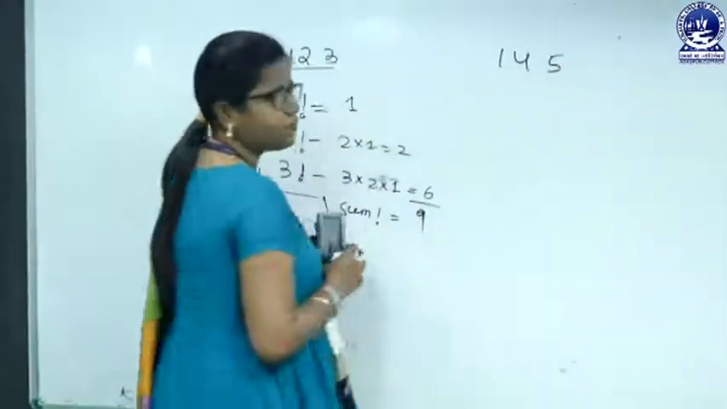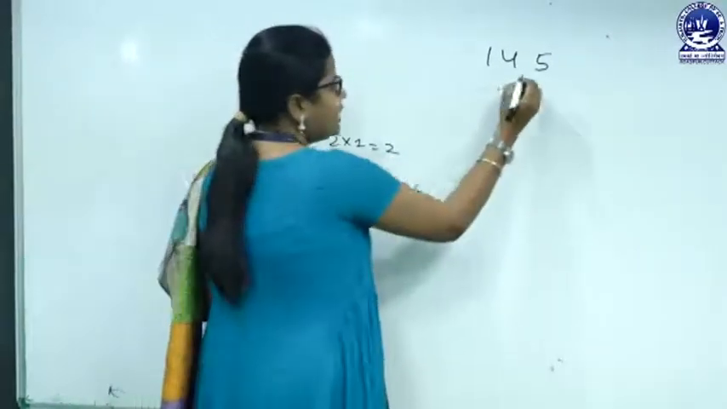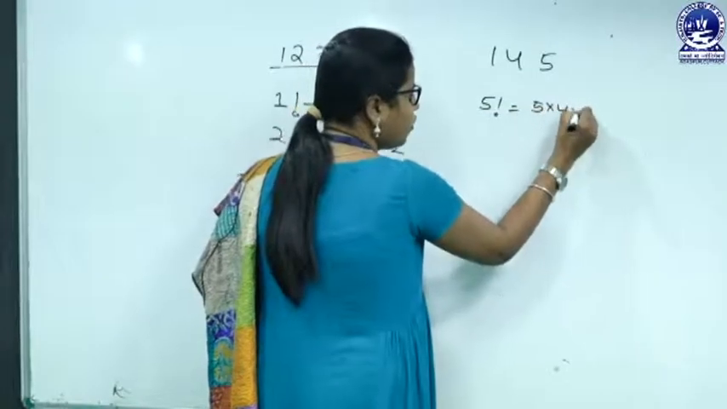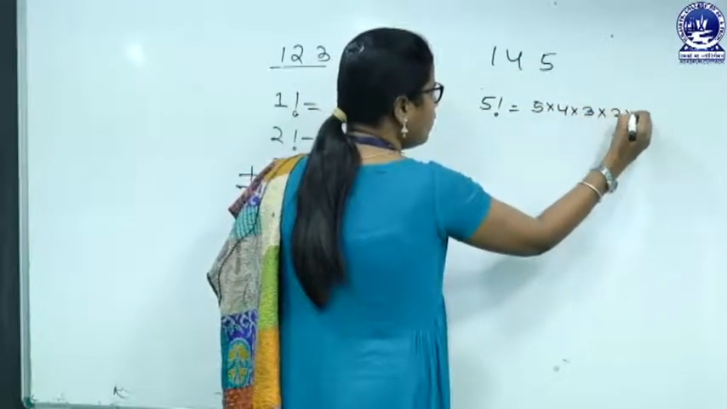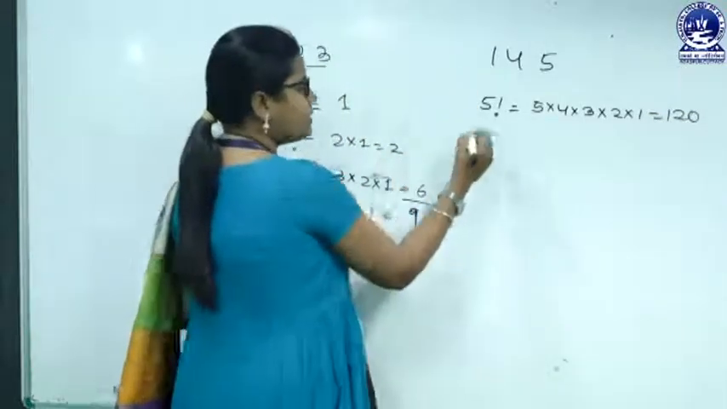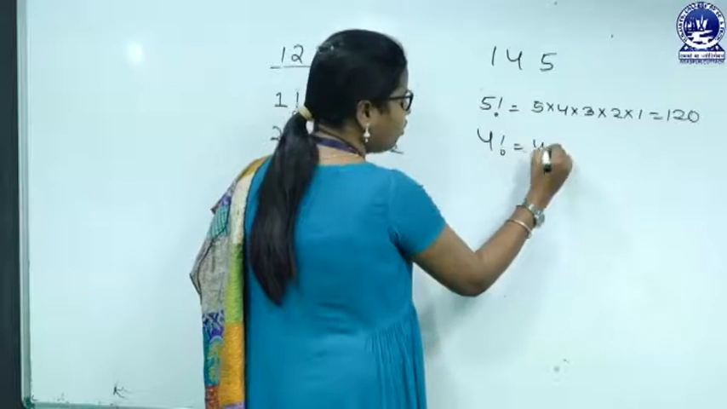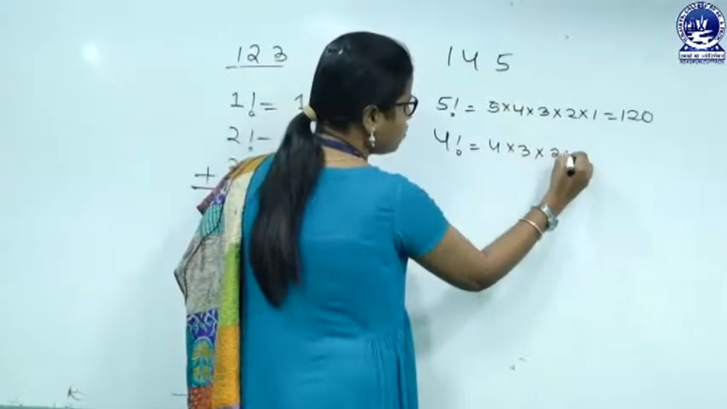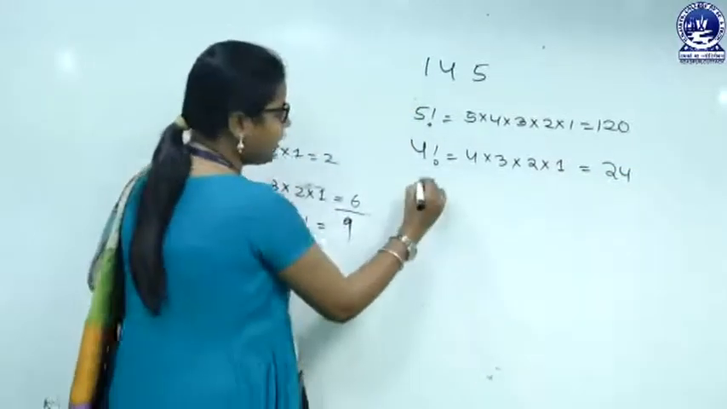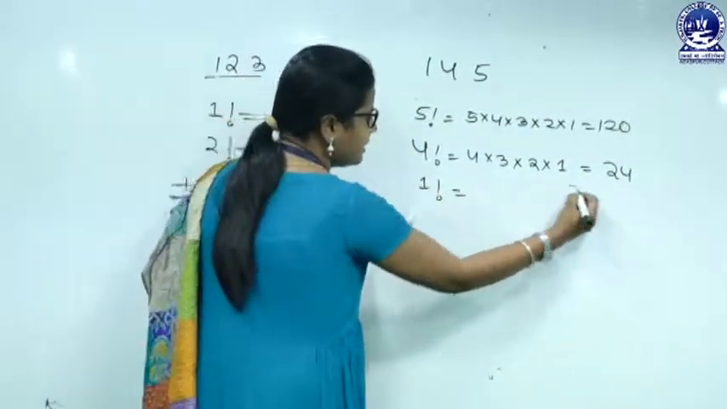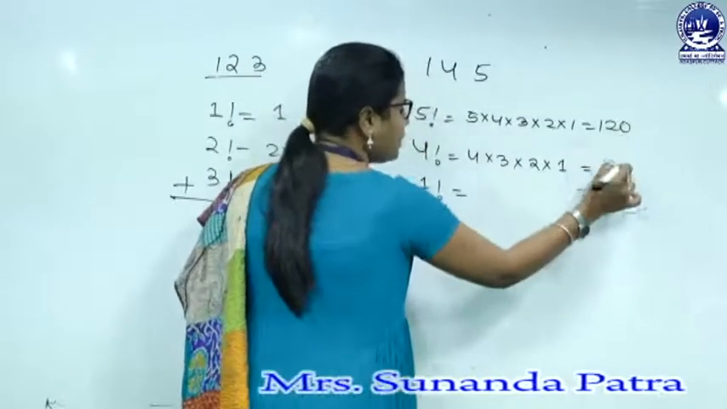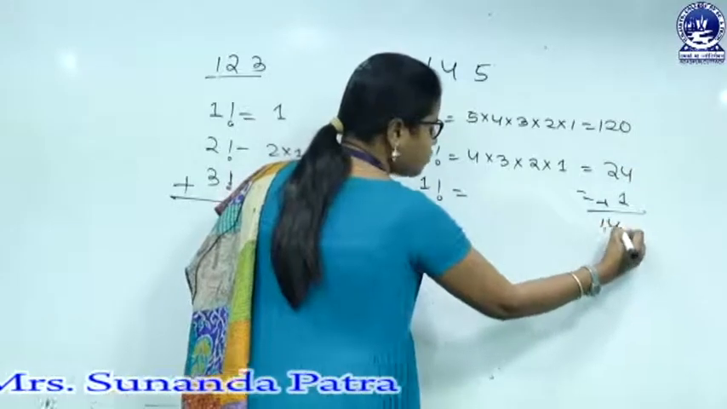145 here. So what is the factorial of 5? 5 factorial is what? 5 into 4 into 3 into 2 into 1. That is 120. What is the factorial of 4? 4 into 3 into 2 into 1. That is 24. And the factorial of 1 is what? That is 1. So what is the summation of 120 plus 24 plus 1? That is 145.